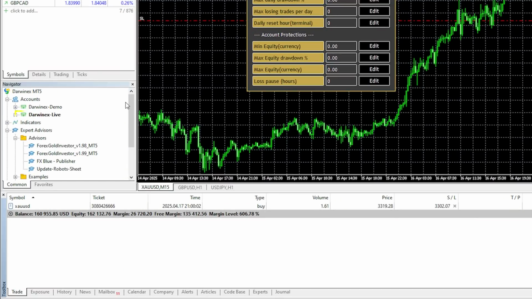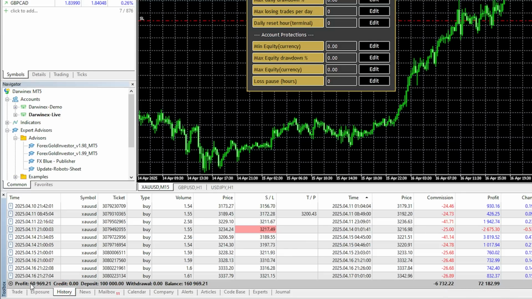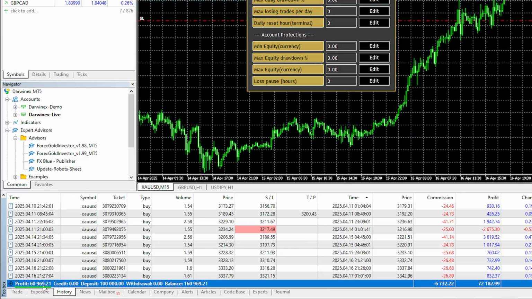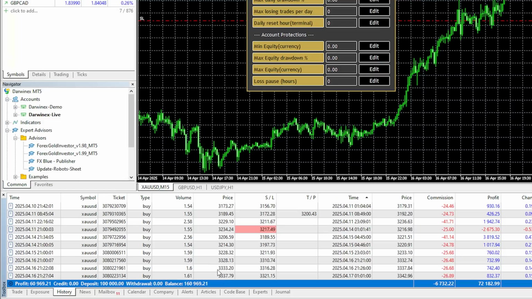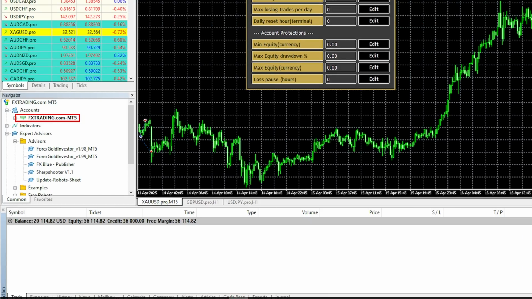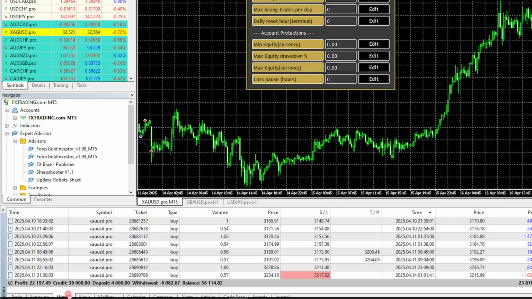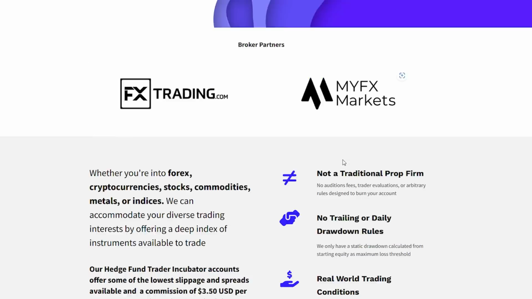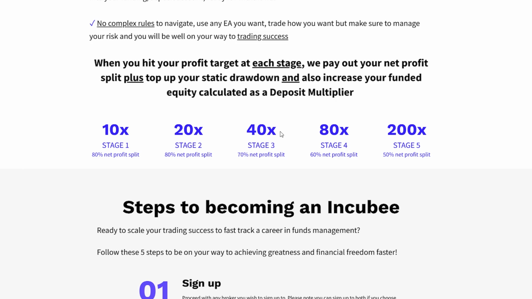These results are good enough, and I actually took the opportunity by trading the Forex Gold Investor on a DAWINEX 100K account, and I already have 60% or $60,000 as a profit. You can see it right in here, 60,969, and I already received allocation in this DAWINEX account. What's more, I traded on my trading.com account, and you can see that the profit is $22,197.